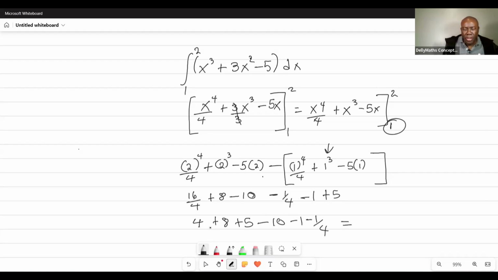So finally, 12 plus 5, that's going to give me 17. And then all my negative numbers will come to negative 11.25. What is this actually? Okay, it's going to actually be 5 and 3/4. And that is the response. So all of this is equal to 5 and 3/4.